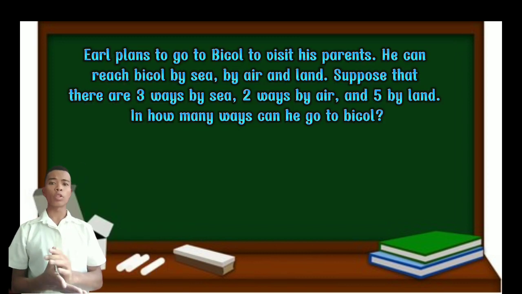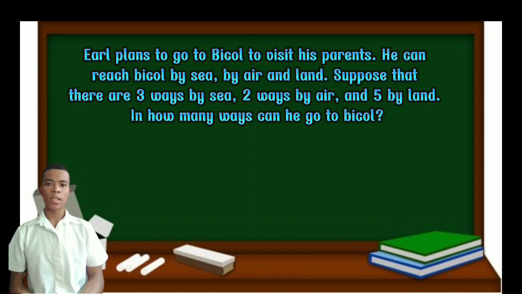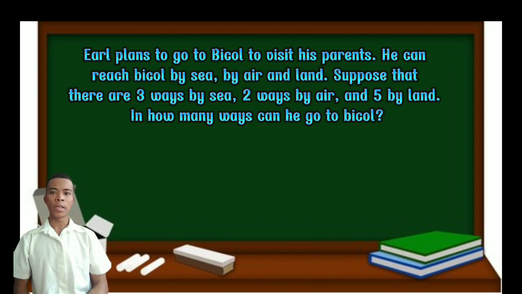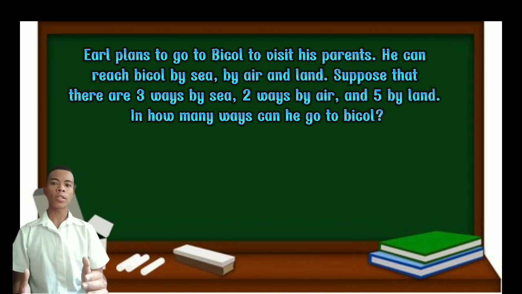The next problem is, Earl plans to go to Bicol to visit his parents. He can reach Bicol by sea, by air, and by land. Suppose that there are 3 ways by sea, 2 ways by air, and 5 ways by land. In how many ways can he go to Bicol? In this problem, it is asking for ways, but the order of selection does not matter. So we can conclude that it is a combination, since combination is a way of selecting items from a collection where the order of selection does not matter.